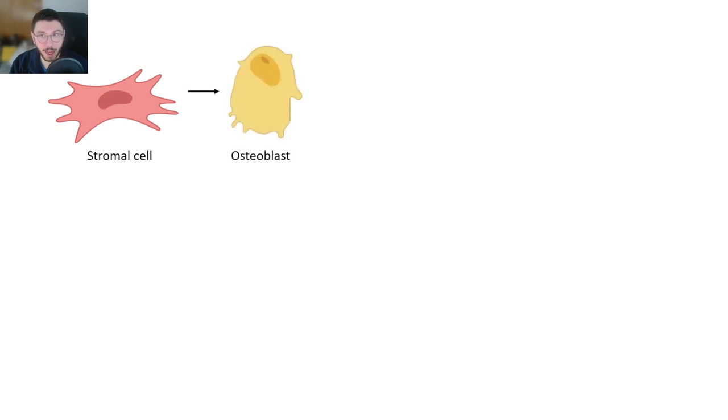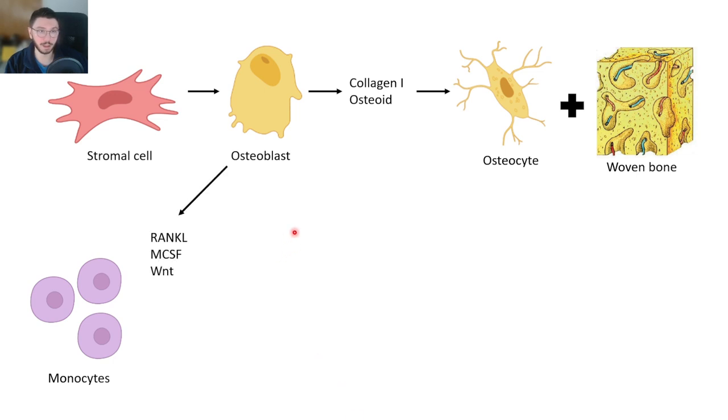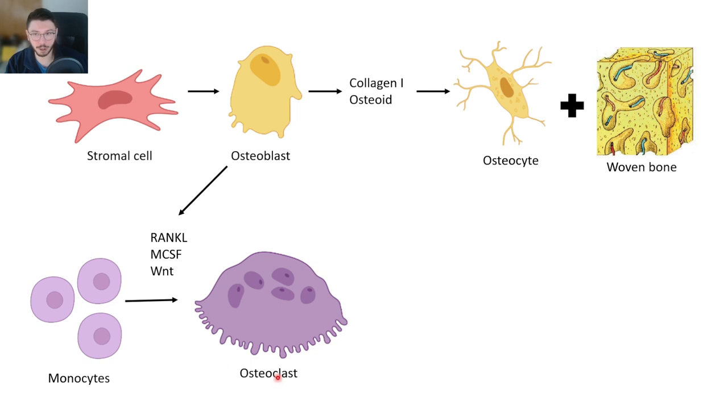What that does is it attracts all these osteoblasts to come to the site, and it stimulates them to produce collagen type 1 and osteoid. These eventually become osteocytes and become incorporated within the woven bone. At the same time, though, we have these monocytes, these immune cells. The osteoblast produces RANK-L, which is a RANK ligand, macrophage colony stimulating factor, M-CSF, and Wnt, alongside many other interleukins. And in the presence of these, the monocytes eventually differentiate into osteoclasts. It stimulates this differentiation, particularly the macrophage colony stimulating factor.